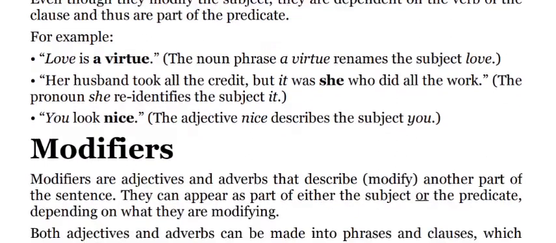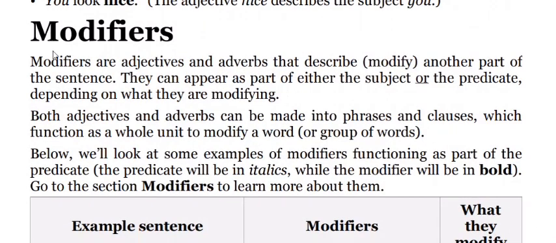So, now modifiers. Modifiers are adjectives and adverbs that describe or modify another part of the sentence. They can appear as part of either the subject or the predicate, depending on what they are modifying. Both adjectives and adverbs can be made into phrases or clauses, which function as a whole unit to modify a word or group of words. You can see below some examples of modifiers.